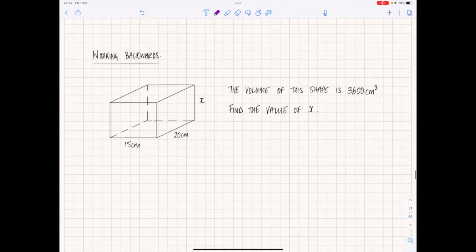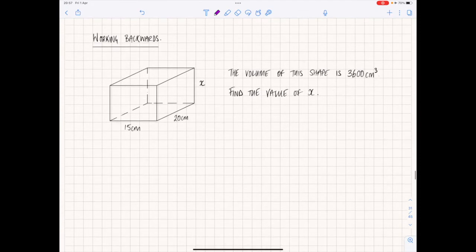What happens then if you're asked to work backwards? And what I mean by working backwards is you're now being given the volume. So it's told me the volume here, and it's actually asking me to find a missing value. So in the previous example that we just did, we were given all three sides, and we needed to find the volume. In this example, we've only been given two sides, and I've been given the actual volume, so I need to work backwards. Well, what we can do is we can say the area of the front times by the depth is equal to the volume.